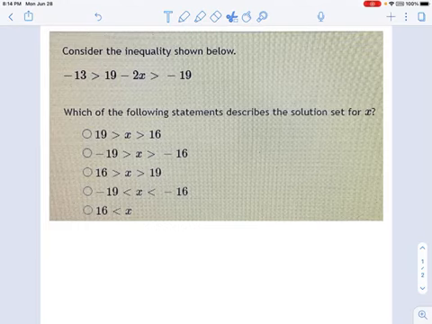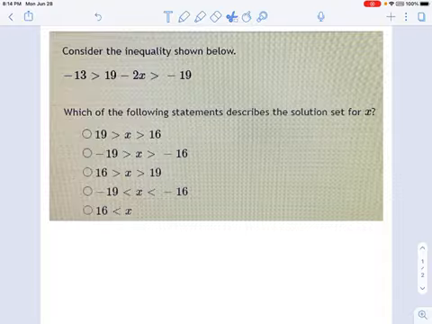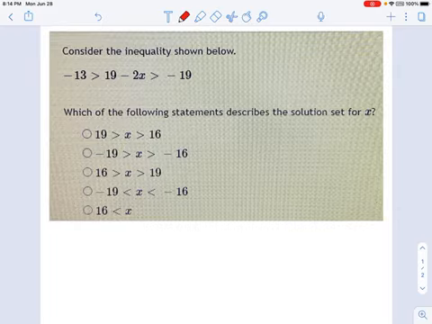This problem offers us a chance to look at inequalities, which is not one of the more common parts of algebra, although they come up and they're important. It says, consider the inequality shown below. We have this equation which uses greater than signs instead of equal signs. We're used to equal signs, but you can make equations with greater than signs too.